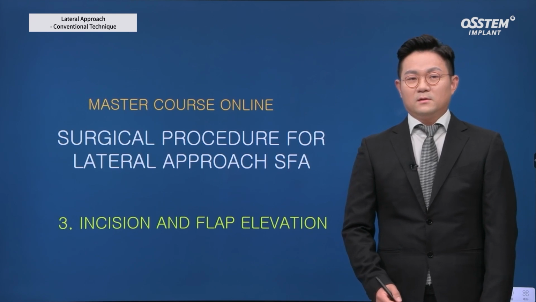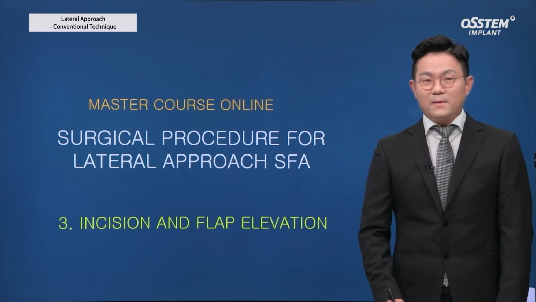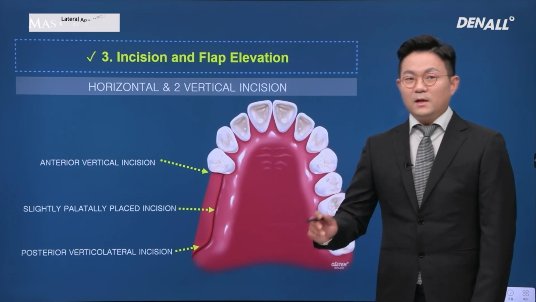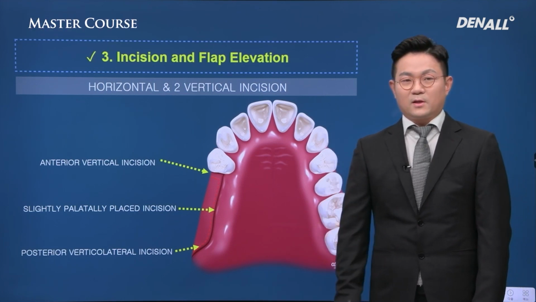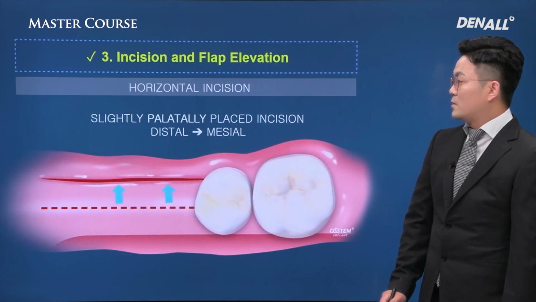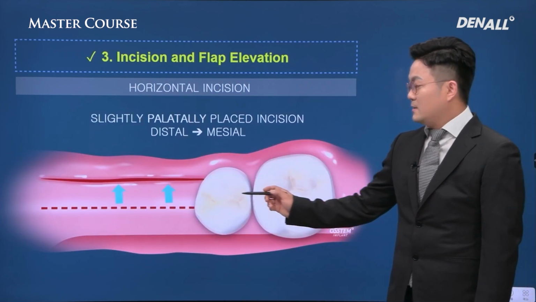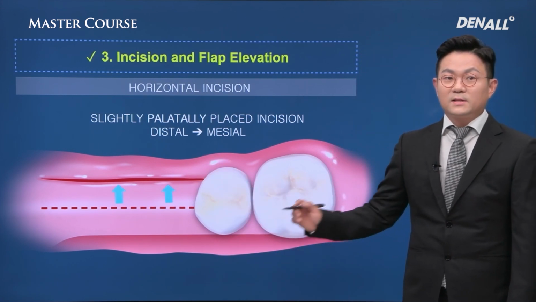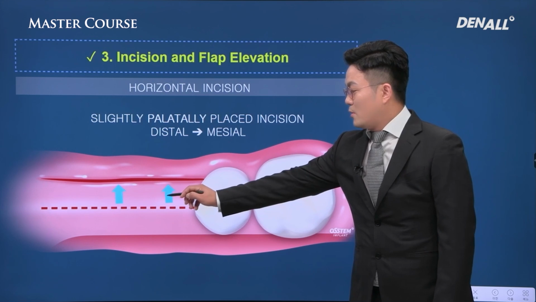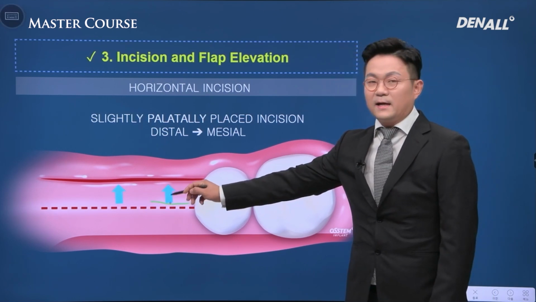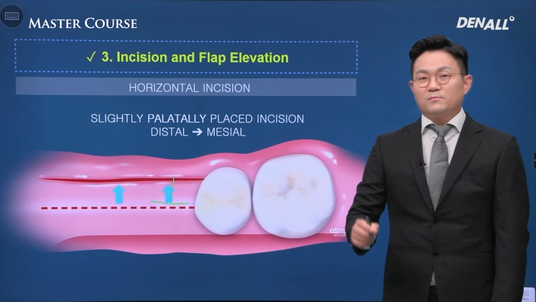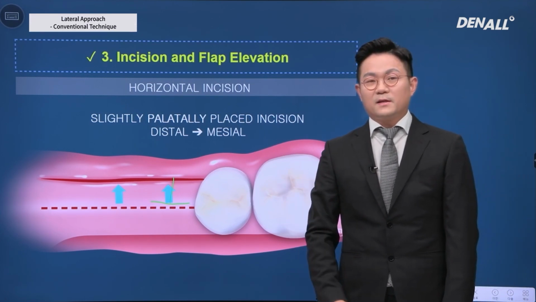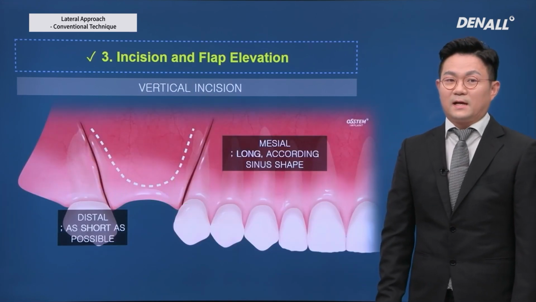Then the third step is doing incision and flap elevation. Often you use a horizontal and two vertical incisions. So let's look into the detail. First, about horizontal incision. You have to approach more palatal than the surgical site. So from the mid-crestal, you have to go a bit toward the inside, because otherwise you cannot hold on to the flap, so it's more convenient.